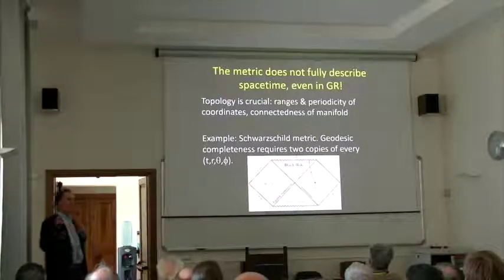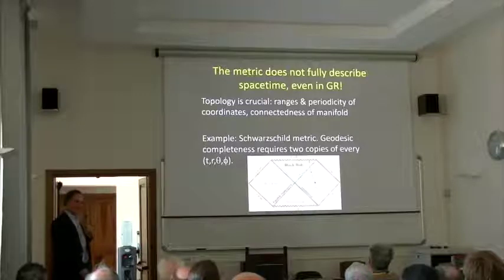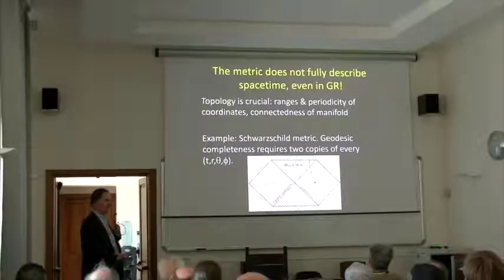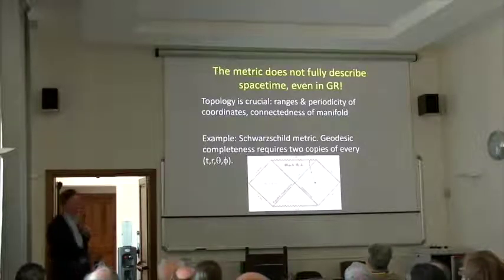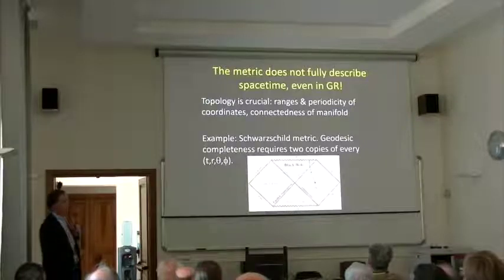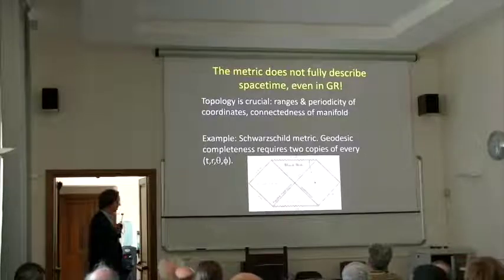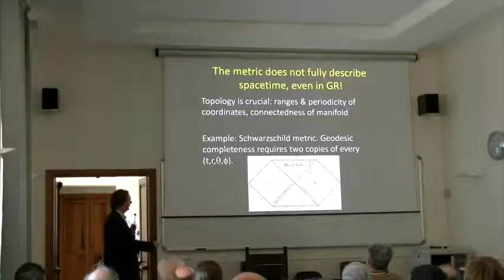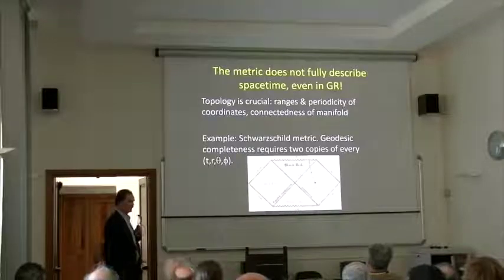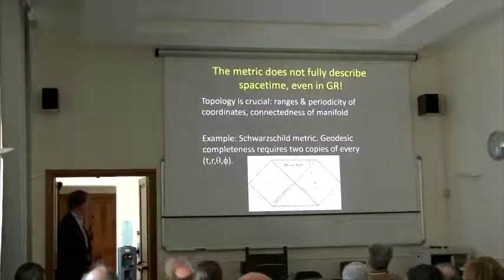Very importantly, the metric does not fully describe space-time. The metric is certainly not enough to fully describe a space-time. You need the topology of the space-time. You need the range and periodicity of the coordinates, the connectedness of the manifold, and so forth. And I already alluded to the topology of the Schwarzschild solution as an extreme example of that.